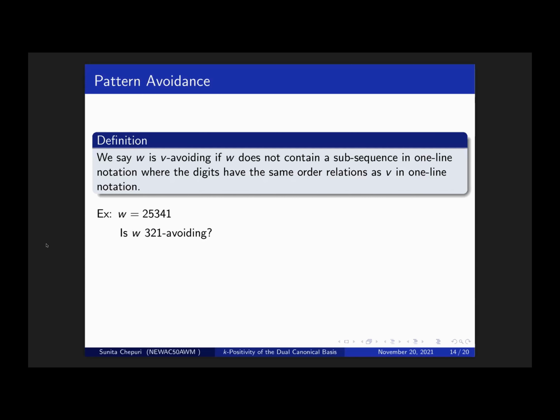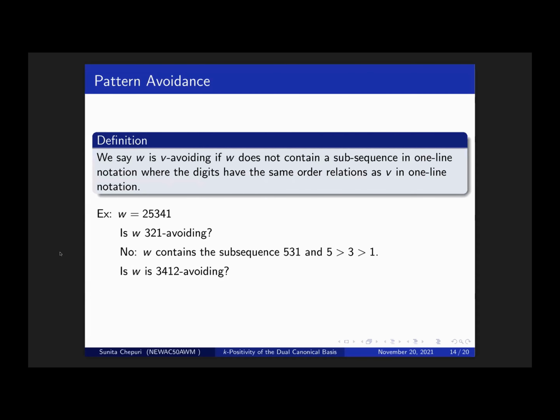What we're looking for is a subsequence of W in one line notation where the sequence has the same order relations as 3, 2, 1. So where the biggest one is first, then the next biggest one, and then the smallest one. In this case, we can see the sequence 5, 3, 1 lives inside here. And 5 is greater than 3, which is greater than 1. So it has the same order relations as 3, 2, 1. And so W is not 3, 2, 1 avoiding.